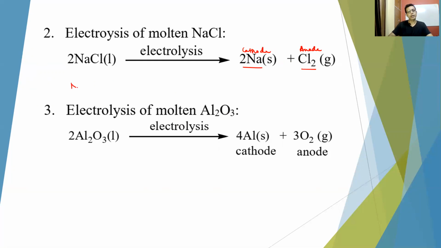Similarly, if you electrolyze aqueous sodium chloride, where water is also there, meaning sodium chloride dissolved in water, then you will not get sodium metal, but you will get hydrogen gas at the cathode, chlorine gas at the anode, and sodium hydroxide. You will study this reaction in the chapter on acids, bases, and salts. This process is called the chlor-alkali process, which is used for preparation of sodium hydroxide.